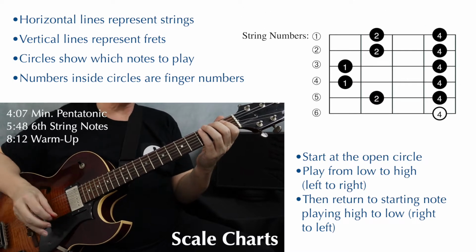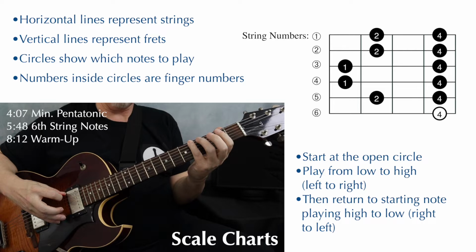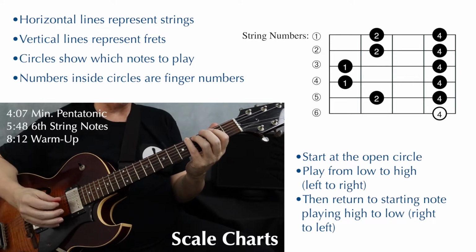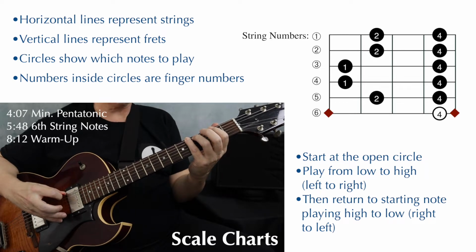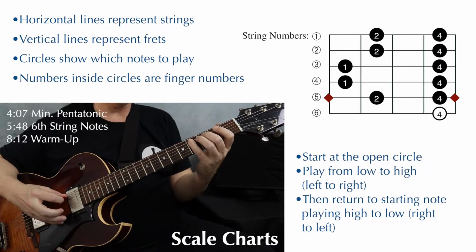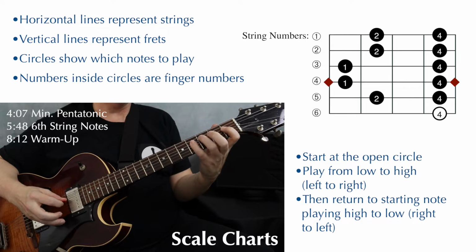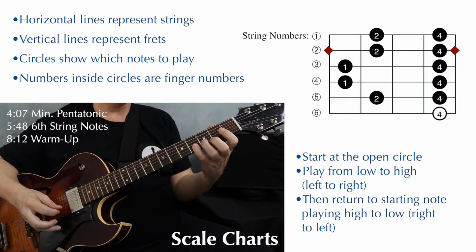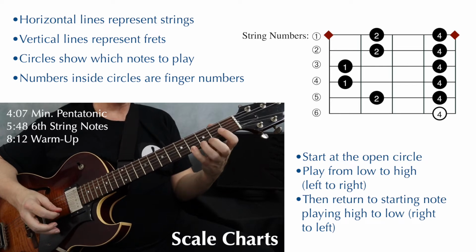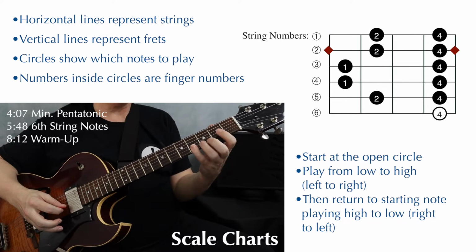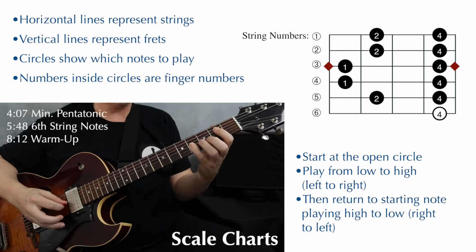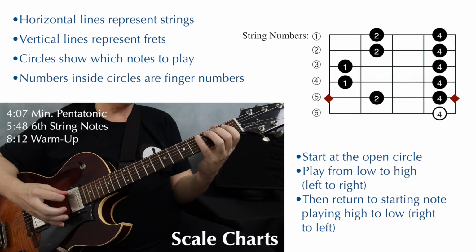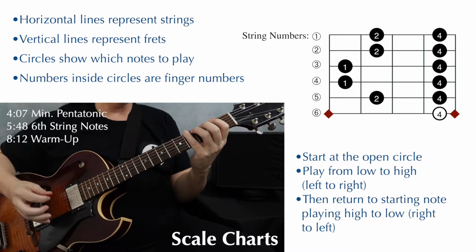In the second scale chart, you're starting with finger 4, and there are no other notes on that string. You immediately go to the next string. So we have 4, 2, 4, 1, 4, 1, 4, 2, 4, 2, 4, and back to 2, 4, 2, 4, 1, 4, 1, 4, 2, and 4. All together.